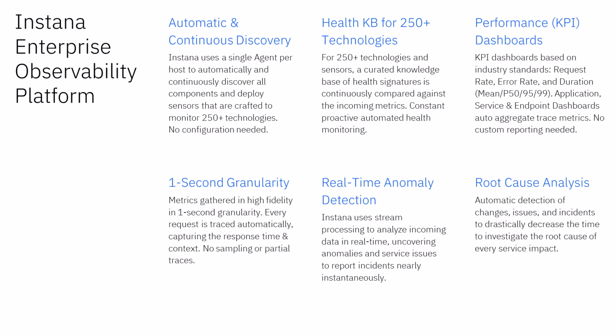Instana uses a single agent per host to automatically and continuously discover all components and deploy sensors to monitor each technology. This configuration requires nothing. There's no configuration necessary. For each sensor, there's a curated knowledge base of health signatures that are evaluated continuously against the incoming metrics and are used to raise issues or incidents depending on the user impact. The platform also provides performance dashboards based on golden signals.